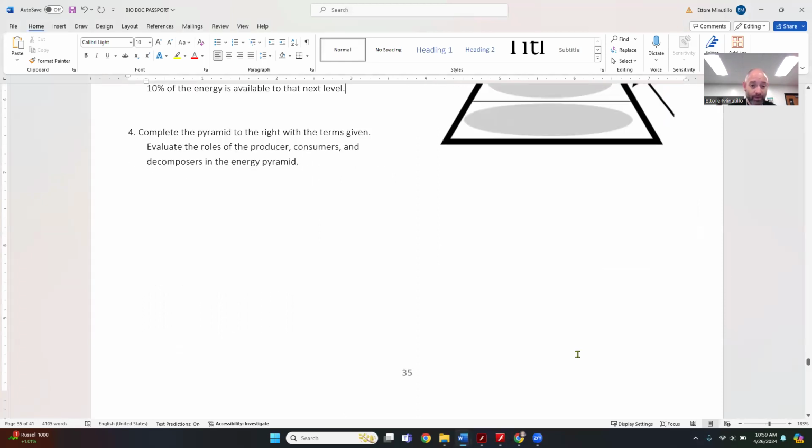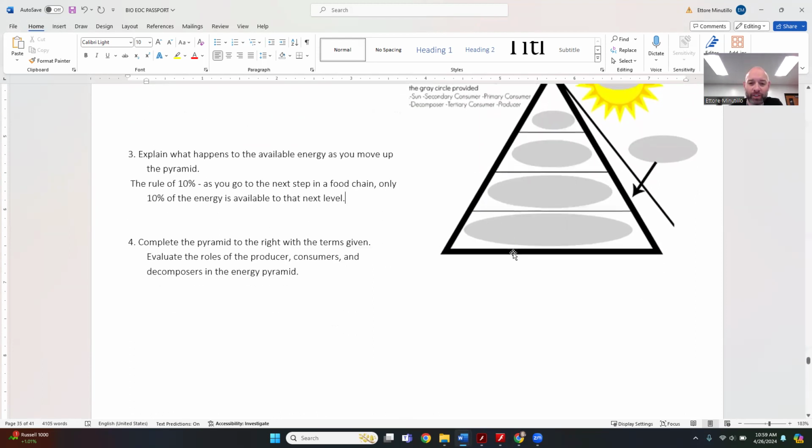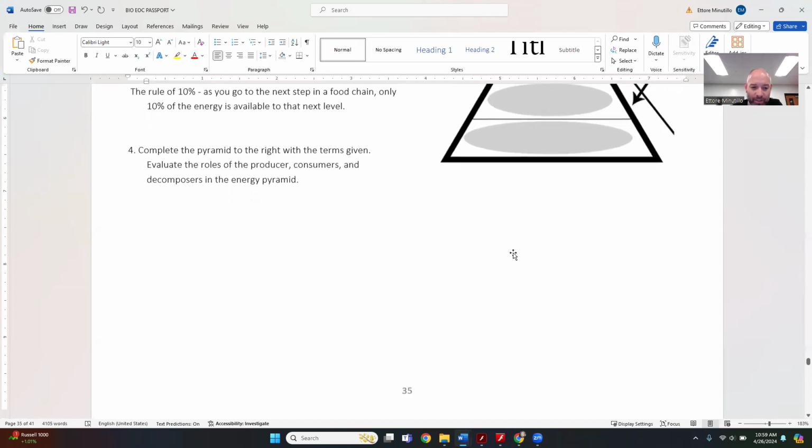Complete the pyramid to the right with the terms given. Okay. Oh, I guess I technically did two wrong. I kind of answered the pyramid question up here at two. Two wanted us just to make a food chain: this eats this, that eats this, that eats this, that eats this. That was 5 levels long. I'm sure you guys can come up with that. Think of some organisms that you know of. But yeah, producer, consumer, decomposers, we got those onto there.